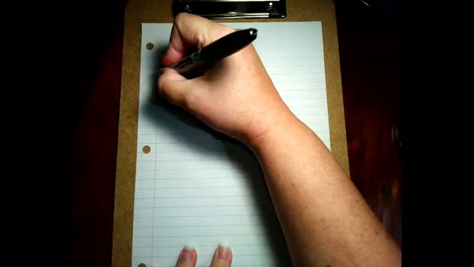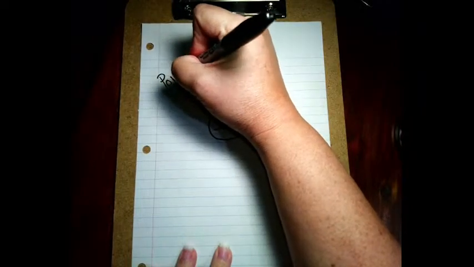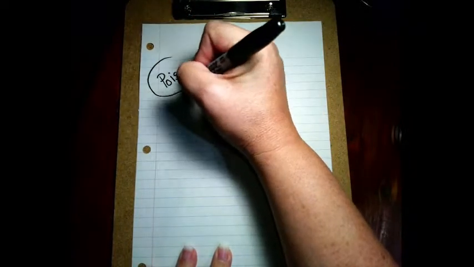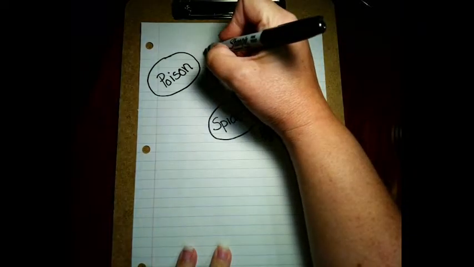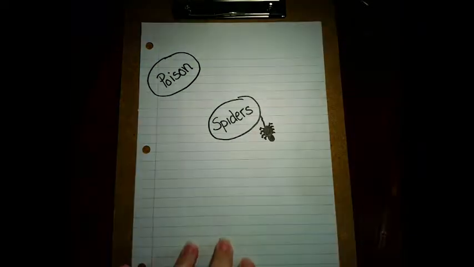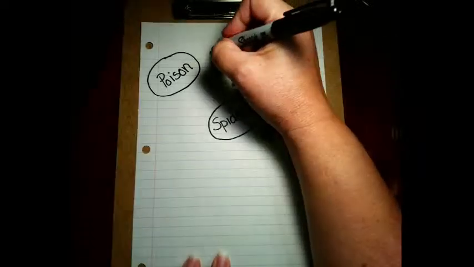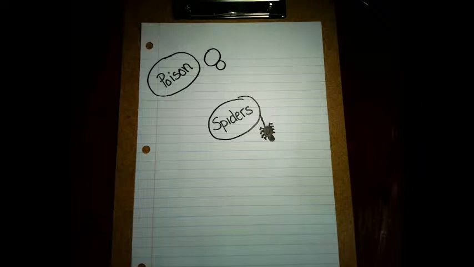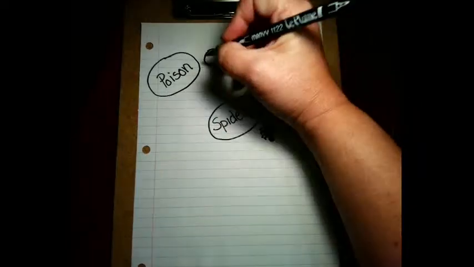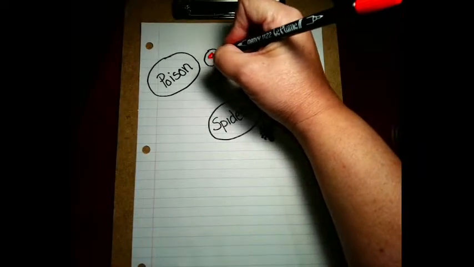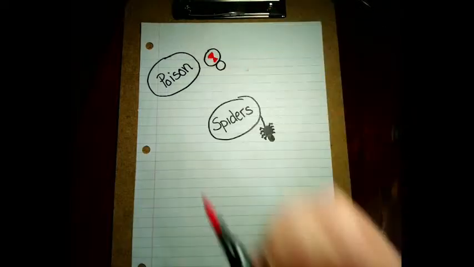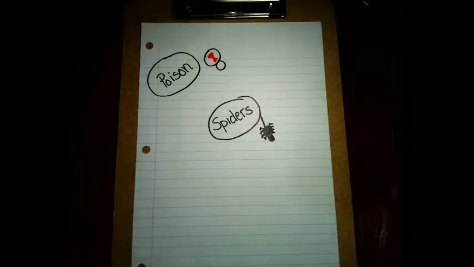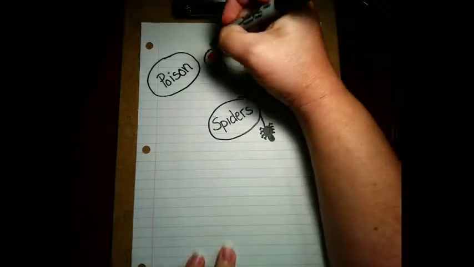Well, on kind of a serious note, some spiders are poisonous. So I'm going to put that up here. Poison. And I think that's the black widow spider. That's the one that's black on the body, but it has a red symbol on it, kind of like an hourglass. Again, I'm not the best artist, so just have fun with it.